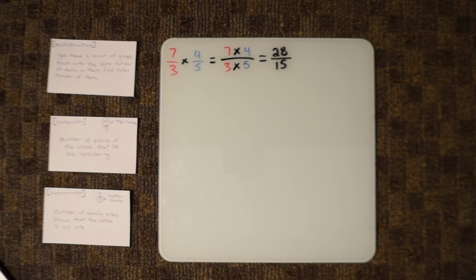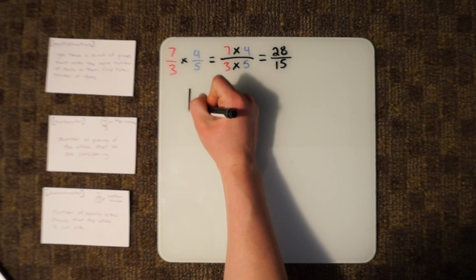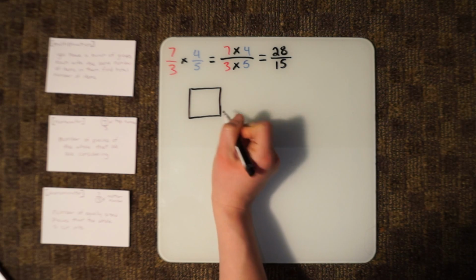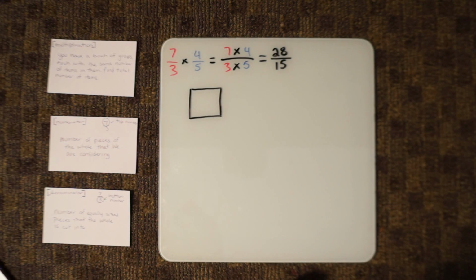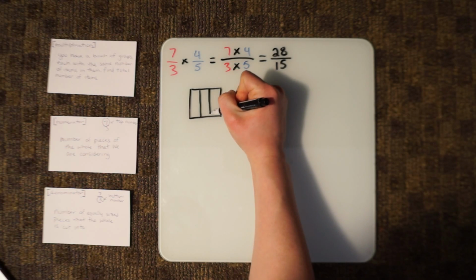To do this, we'll show this in pictures. So our first step is to show our first fraction, 7/3. To do this, I will draw a box which will represent our whole. Our denominator is 3, which means that our whole needs to be split into 3 equal parts. So, split that into 3.